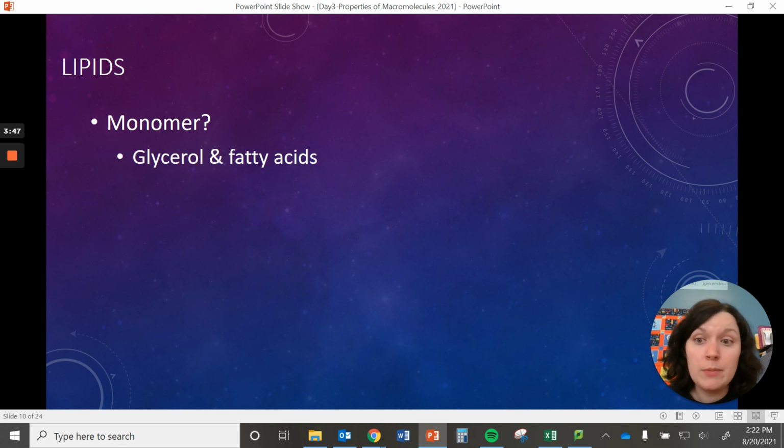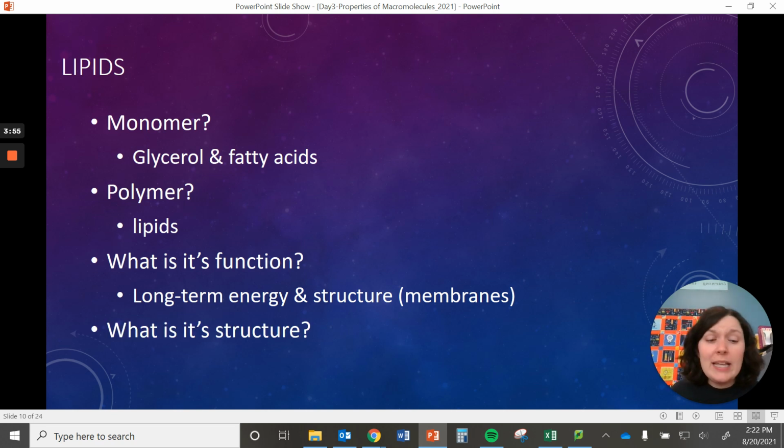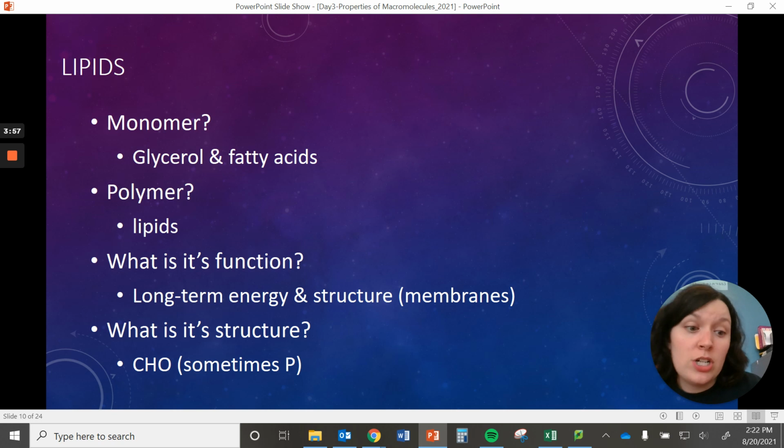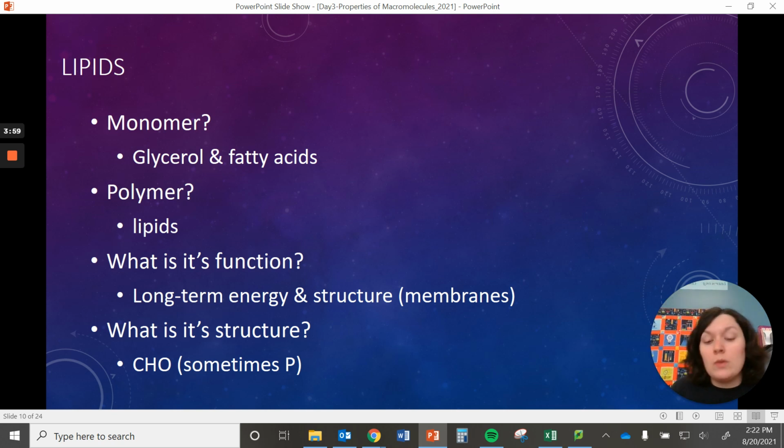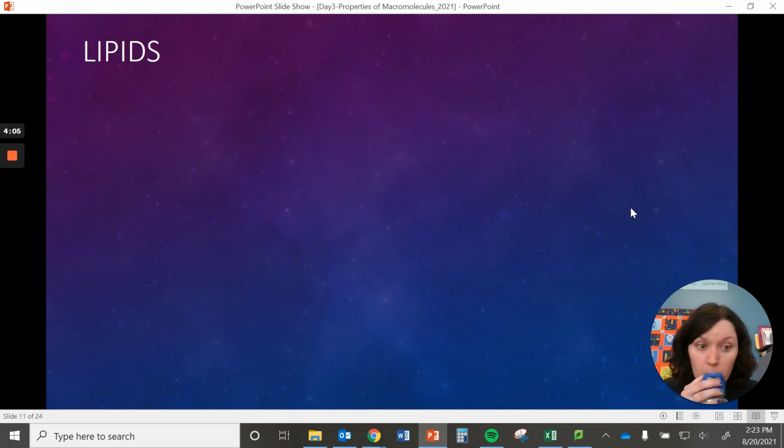Okay, next is our lipids. Reminder, our lipid monomer is our glycerol and fatty acid. Polymer is lipids. Function is long-term energy storage. It's also used in membranes. Its structure, carbon, hydrogen, oxygen, and sometimes phosphorus, which we will talk about right now. So here's the overall structure where we have glycerol and then our fatty acids.